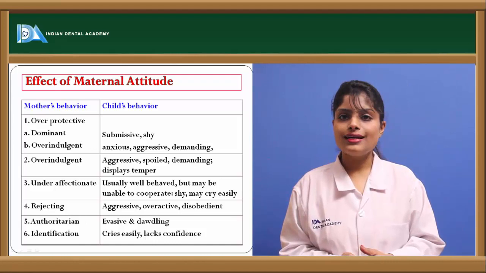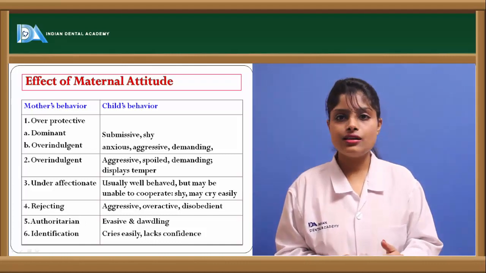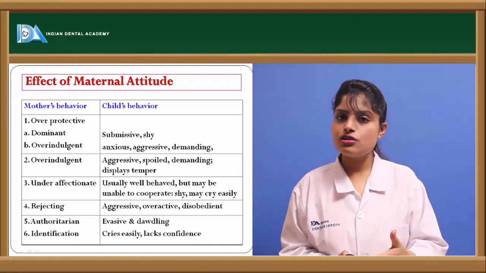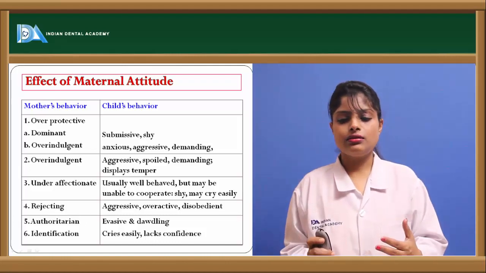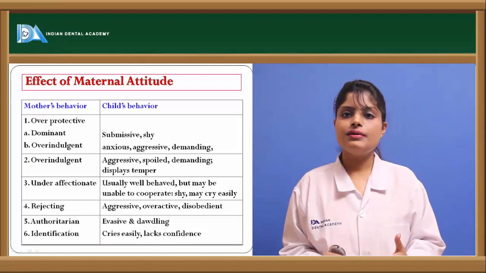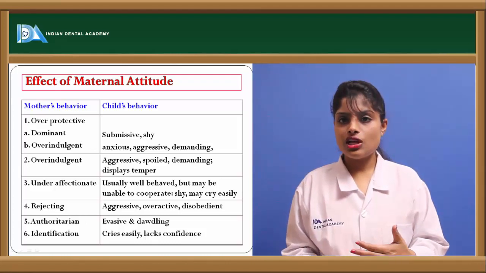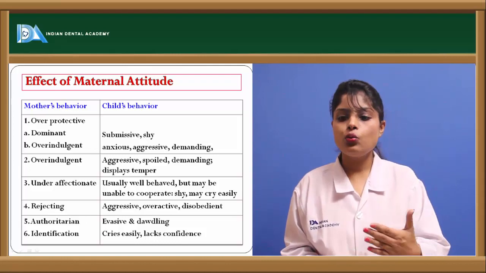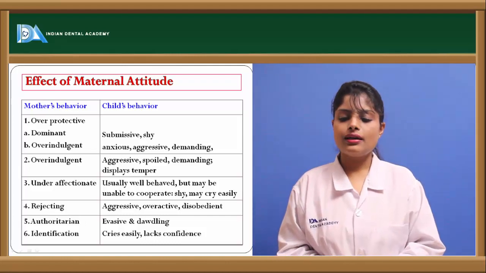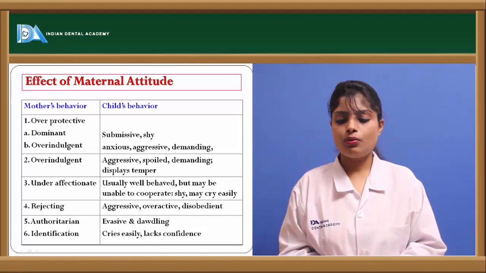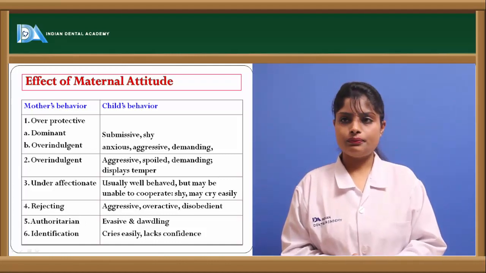Now, moving over to another category, the overindulgent mother. Such a mother will always indulge in the various activities and behaviors of the child. The child will show aggressive, demanding behavior. The child will generally be spoiled and stubborn. Such a child will find his or her own ways, will not generally obey the commands of the dentist, and will be unable to hold a good rapport with the dentist. The child can also show temper tantrums in the clinic.